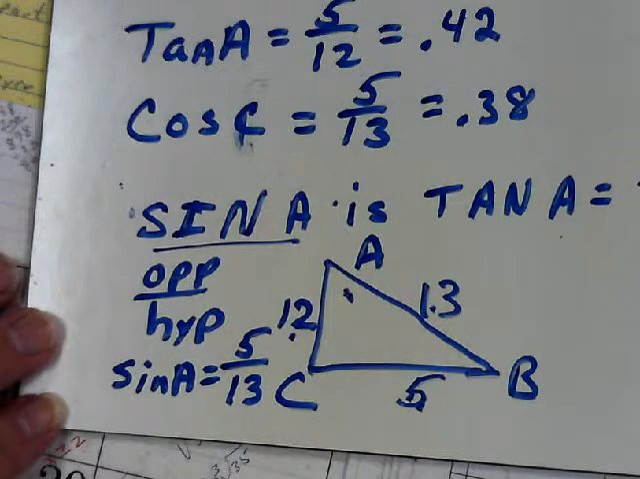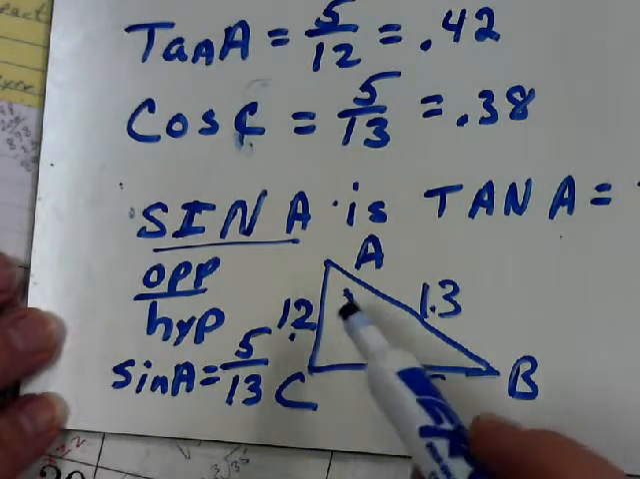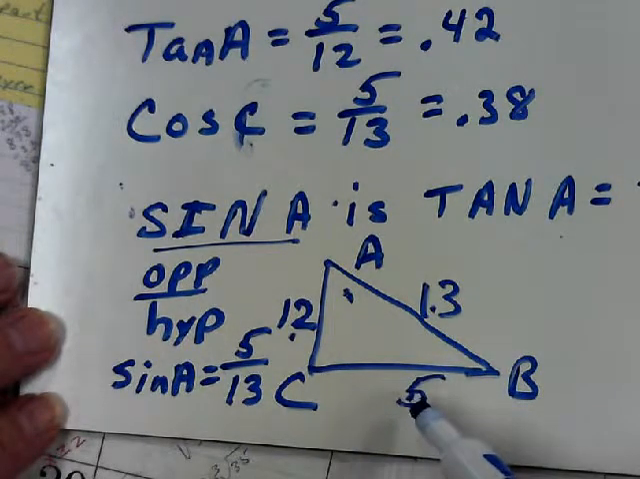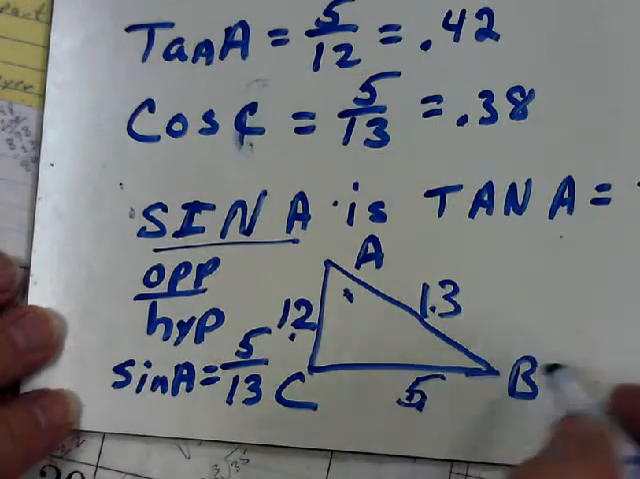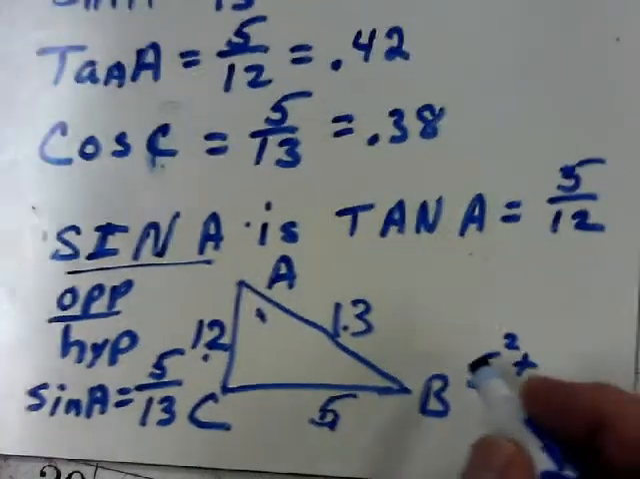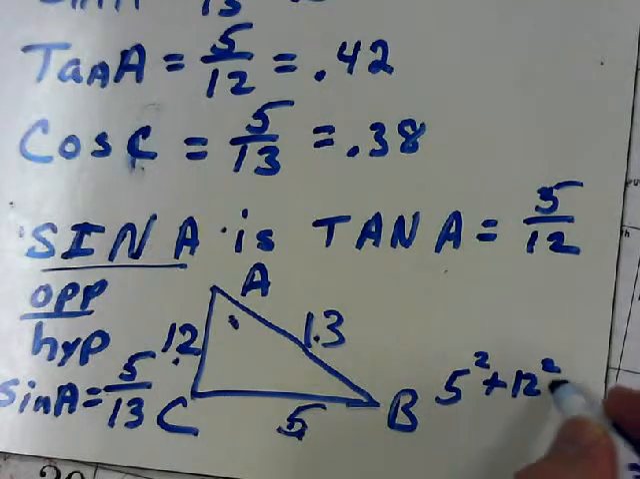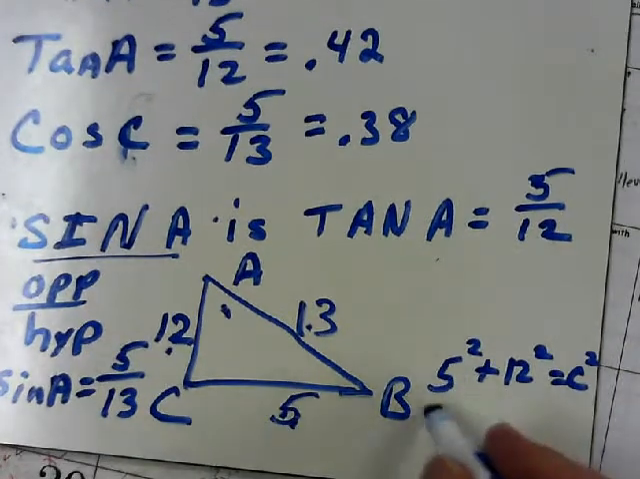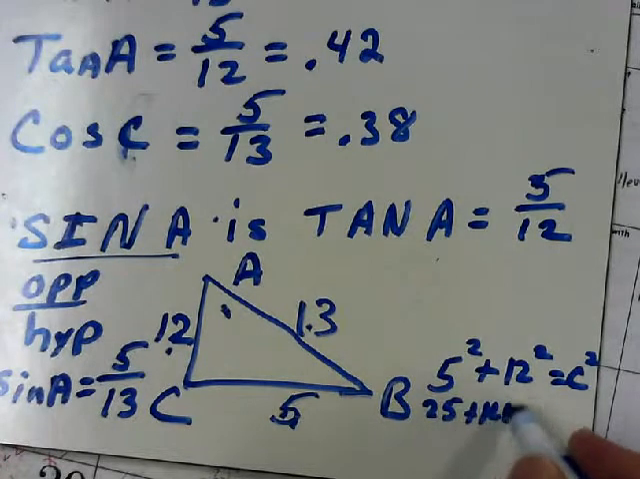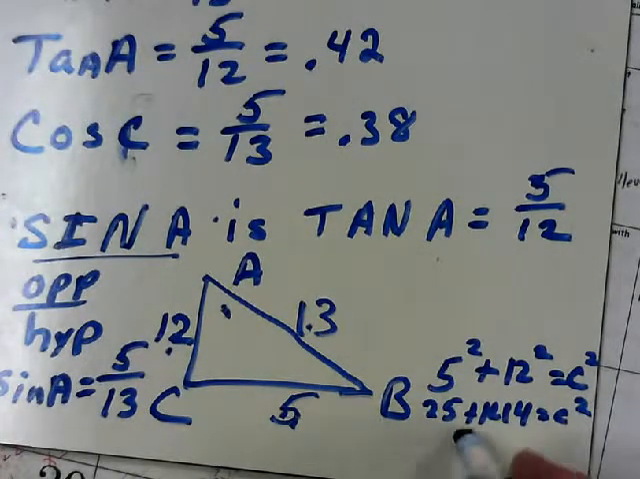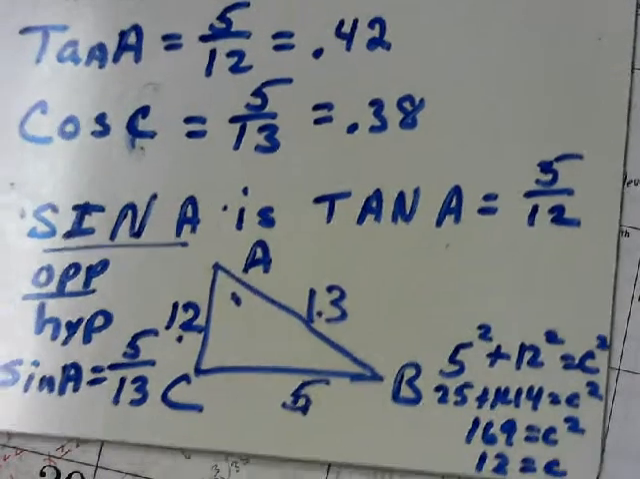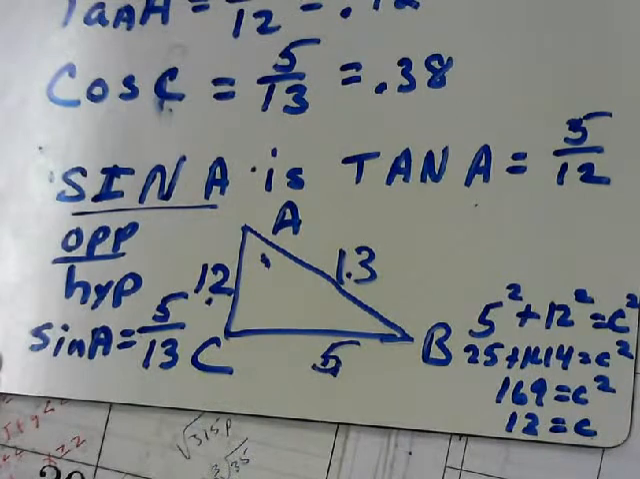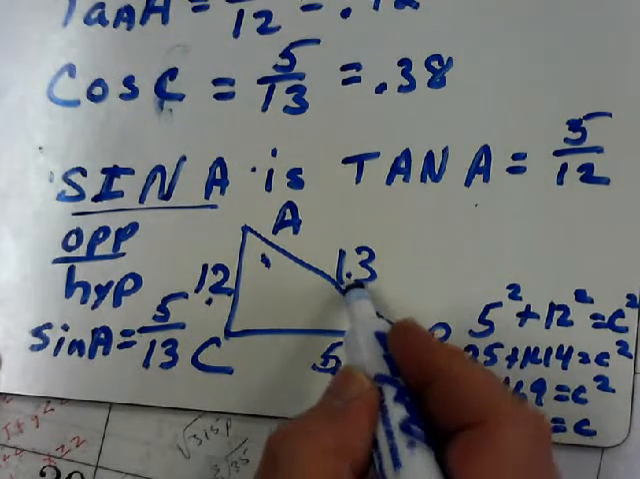Okay? So how did you find 13? Pythagorean theorem. So 5 squared plus 12 squared equaled, in this case, the hypotenuse squared. So 25 plus 144 equals C squared, so 169 equals C squared, 13 was equal to C. Which happens to be the hypotenuse, right? Okay.